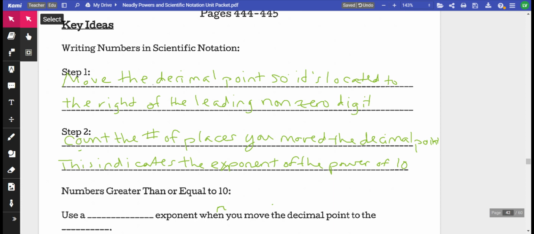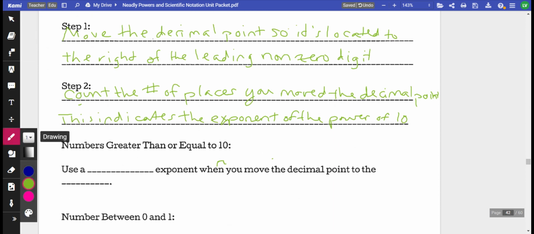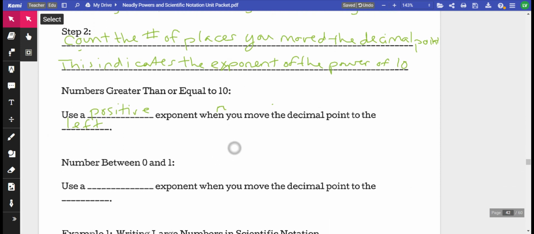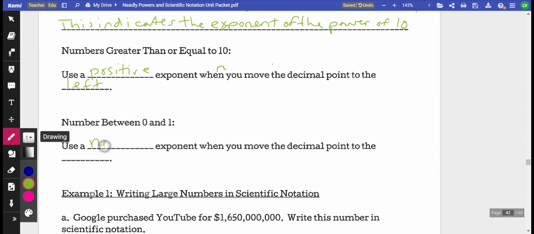So for numbers greater than or equal to 10, you're going to use a positive exponent when you move the decimal point to the left. When you have numbers between 0 and 1, you're going to use a negative exponent when you move the decimal to the right.